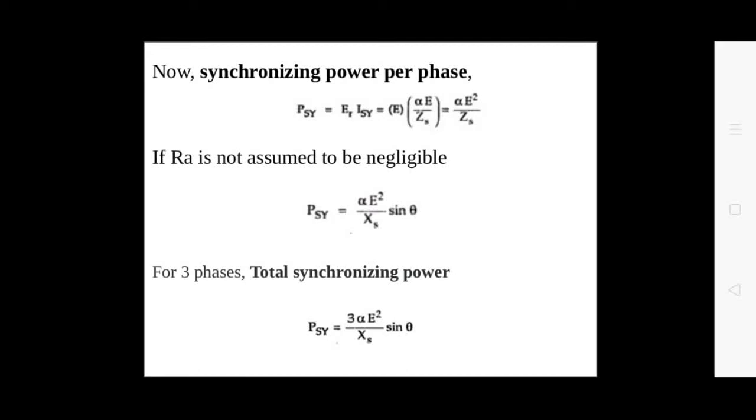Now if RA is not assumed to be negligible, then the above expression can be written in the exact form as PSY equal to alpha E square by XS into sin theta. Now for 3 phases, the total synchronizing power is given by 3 times this value, that is PSY equal to 3 into alpha E square by XS into sin theta.